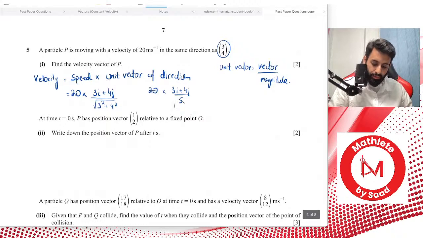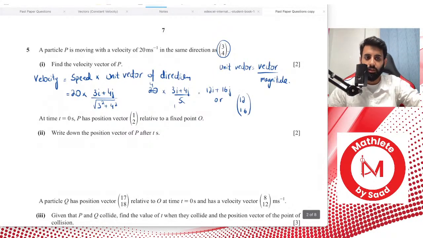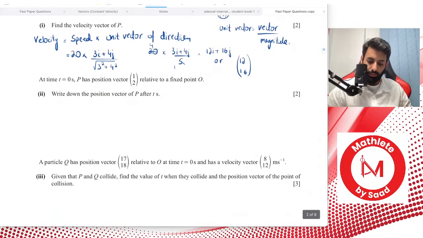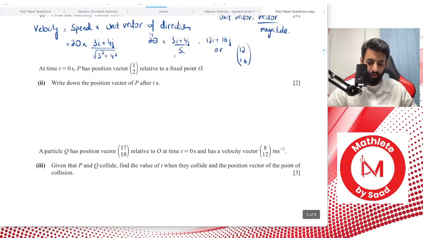So 5 ones are 5, 5 fours are 20. Now if you cross multiply, 4 into 3 is 12i, and 4 into 4 is 16j. So 12i plus 16j, or you can write it in column vector form also. And in column vector form, it's going to be 12 and 16. And there you go. That's it. You are done with the first part. Fairly simple. And that's where part A ends.